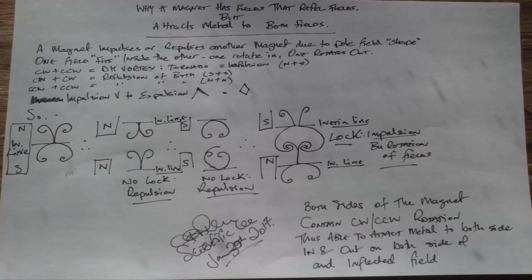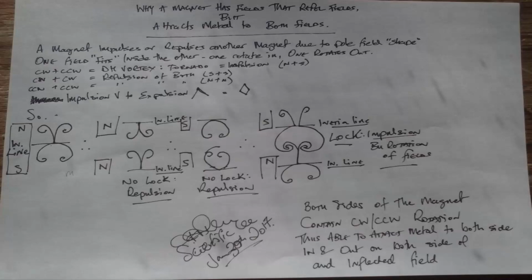So what does that mean? Well, we've got it right there. So I have my inertia line between the different vortices coming in and going out, north and south. So therefore, two norths push together. There's no lock, there is only repulsion. Therefore, south and south, there is no lock, there is only repulsion. But south and north create a lock. See how the two shapes lock together? That is impulsion by rotation of fields.